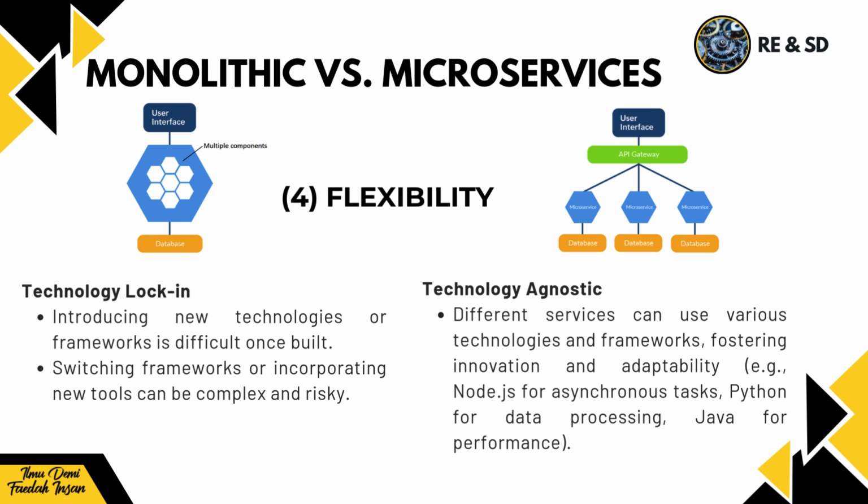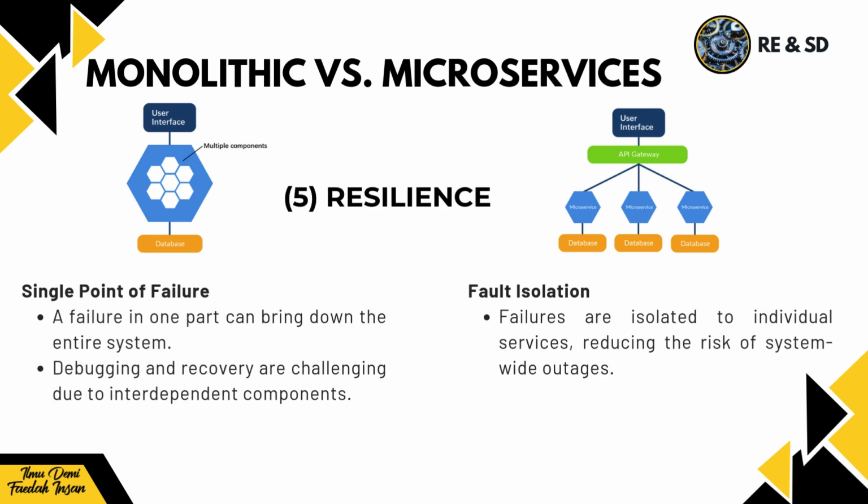Lastly, let's discuss resilience. Monolithic architecture can be a single point of failure. A failure in one part of the application can bring down the entire system. Debugging and recovering from failures can be challenging due to the interdependent nature of the components. In contrast, microservices architecture offers fault isolation. Failures are isolated to individual services, reducing the risk of system-wide outages.